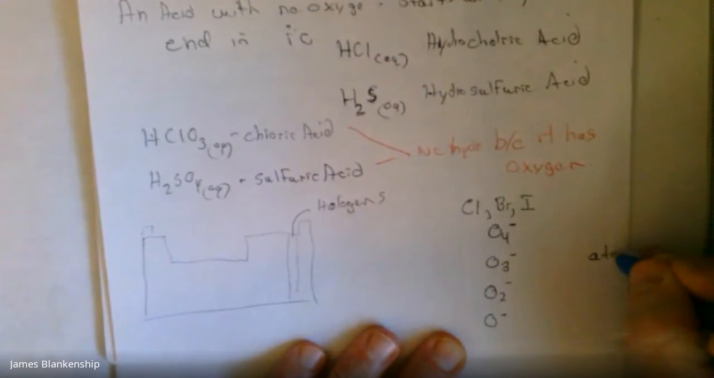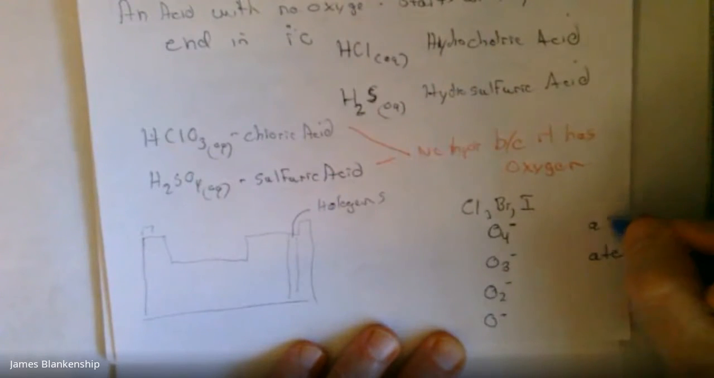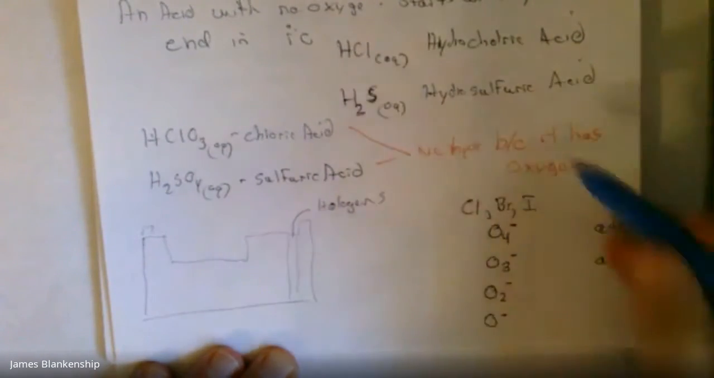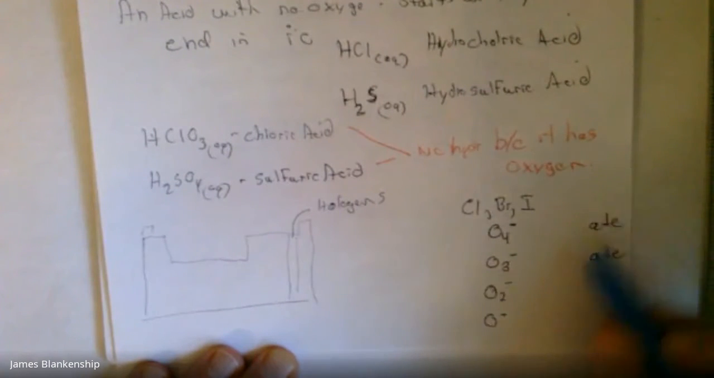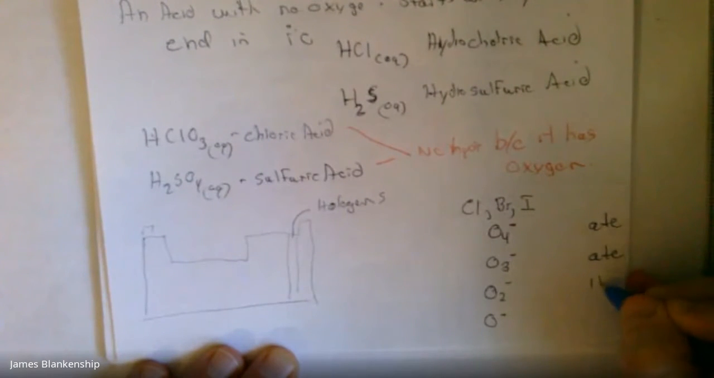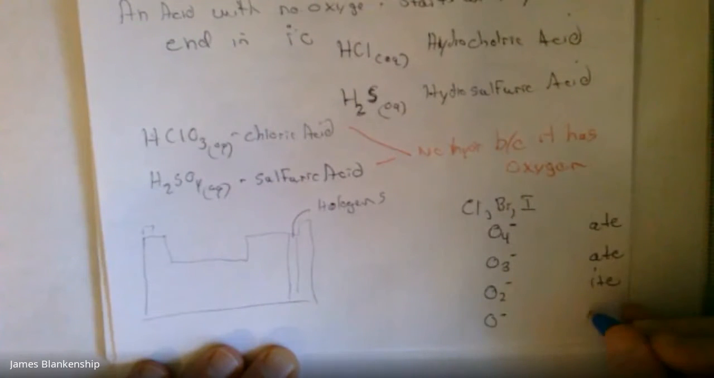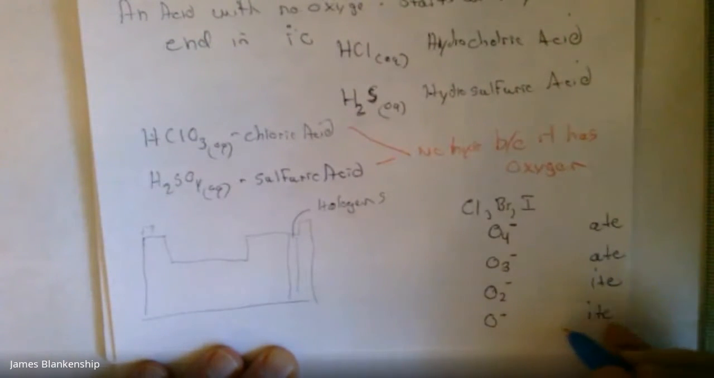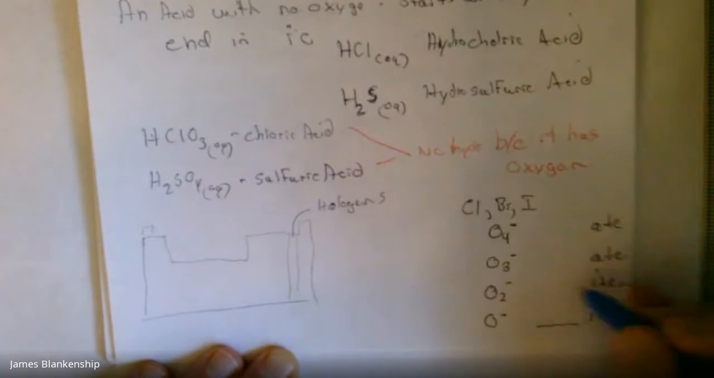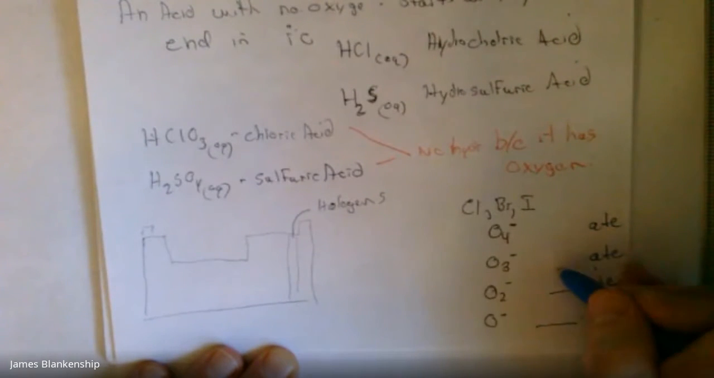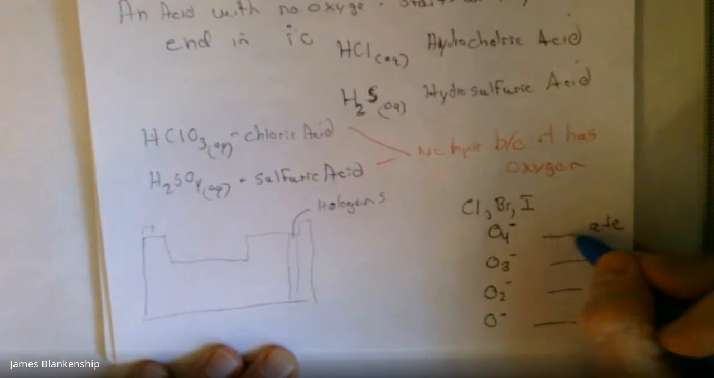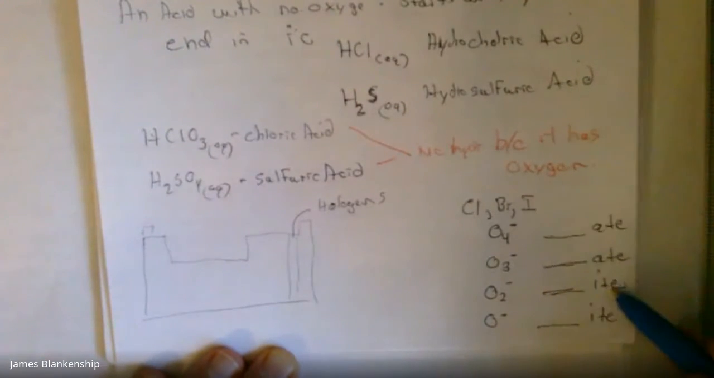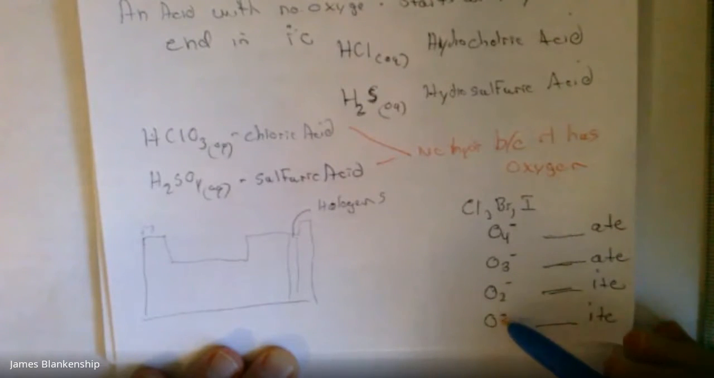these two on top, we know are going to end in ATE because they have more oxygen. We're just going to cut it right down the middle. We're going to give the top 2 ATE. We're going to give the bottom 2 ITE. Now, on the end, at the extremes, at the lowest and the highest number of oxygens, we are going to give a prefix to give a further distinction between something with an O2 and something with an O.